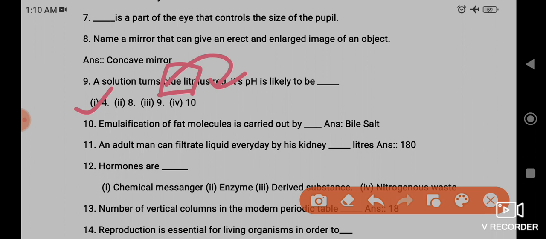Then number 10, emulsification of fat molecules is carried out by. So remember that digestion of fat is carried out by lipase, but emulsification, that means the breaking of the large fat globules into smaller globules, is done by bile salt, that is known as emulsification. Okay, next, an adult man can filter liquid every day by his kidney. Liquid mainly means the urine or the blood. It mainly consists of approximately 180 to 200 liters, but in your book it is 180, so remember 180 liters. Okay, next, hormones are, so you can see the option out here.